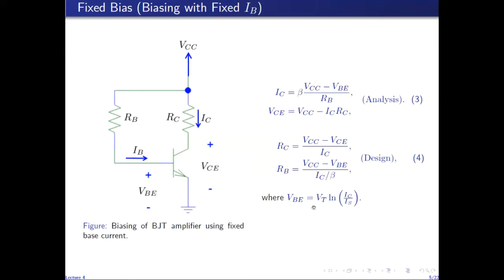where VBE is given by the collector current and the scale current. So again, in this configuration, the collector current is directly proportional to the beta of the transistor. So beta is a temperature dependent parameter. So as the temperature varies, beta will vary, which will vary IC and eventually VCE. So again, although this is a simple biasing scheme, it results in a bias point which is unstable against beta variation.